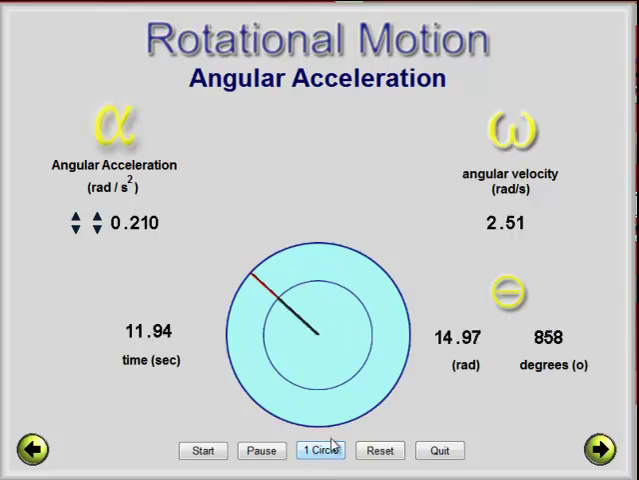We can show again that if you have two circles, the angular acceleration is the same for any size circle. And you can reset, and let's really rev this up. You can see how quickly it starts to move.